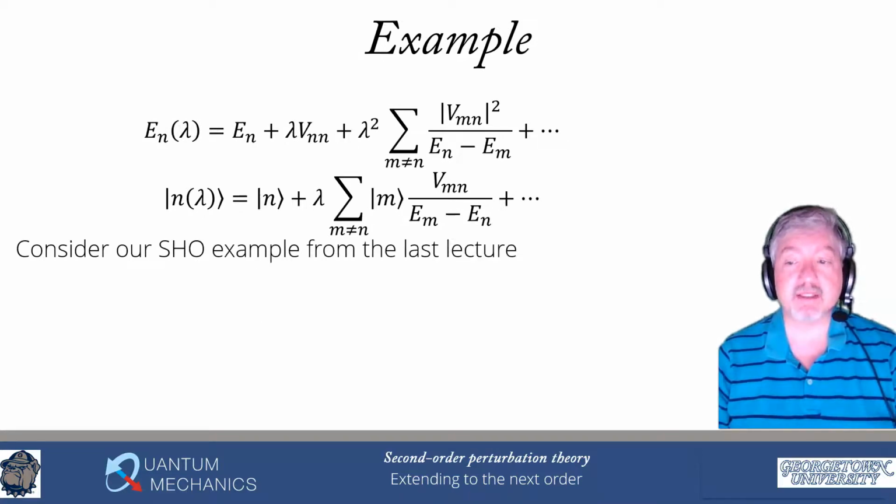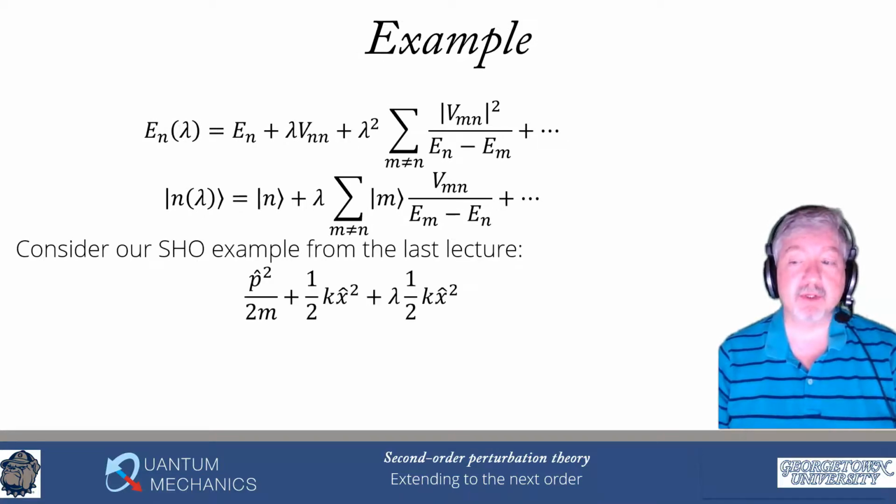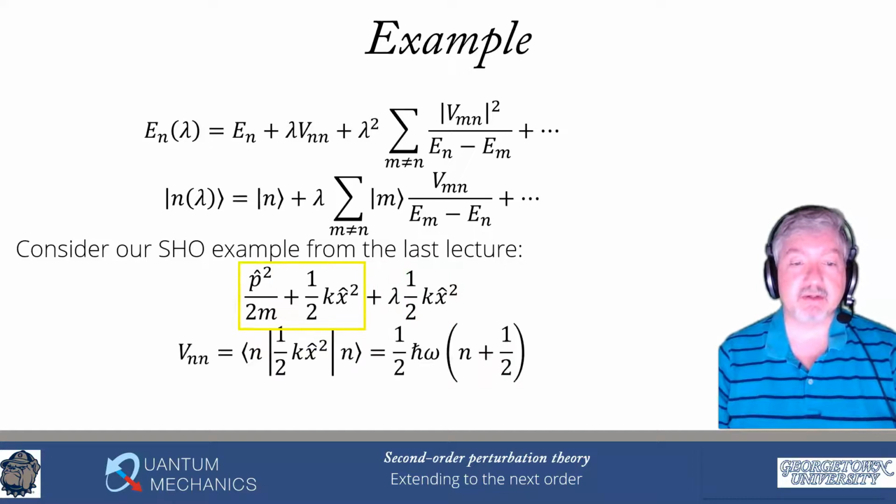Let's try to apply this to a problem. If you remember, we worked with a simple harmonic oscillator where we perturbed the spring constant. We set k goes to k plus λ times k. And so that object multiplying λ, that's my V(x). And the term without the λ, that's my H0.